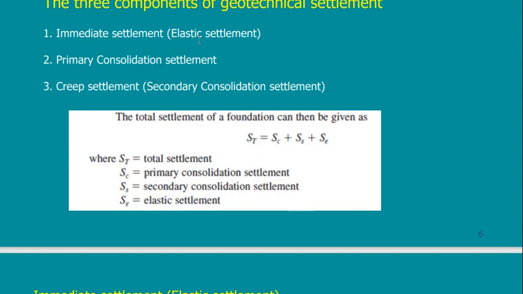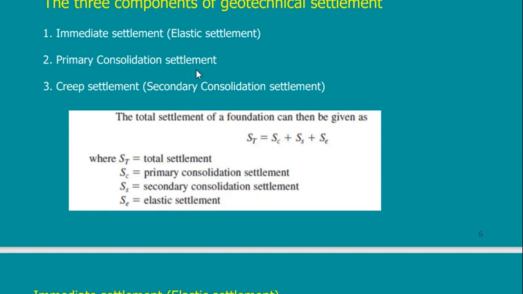Immediate settlement is the elastic settlement that happens when I just put the load. It mainly happens in sand, and it happens a little bit in clay. Then I have primary consolidation settlement. This primary consolidation settlement happens mainly in clay, where when I put the load, it will settle a little bit as immediate settlement, and the full settlement will happen later with time when consolidation starts to happen. When consolidation is finished, both immediate and consolidation settlement contribute to the major settlement of my soil.